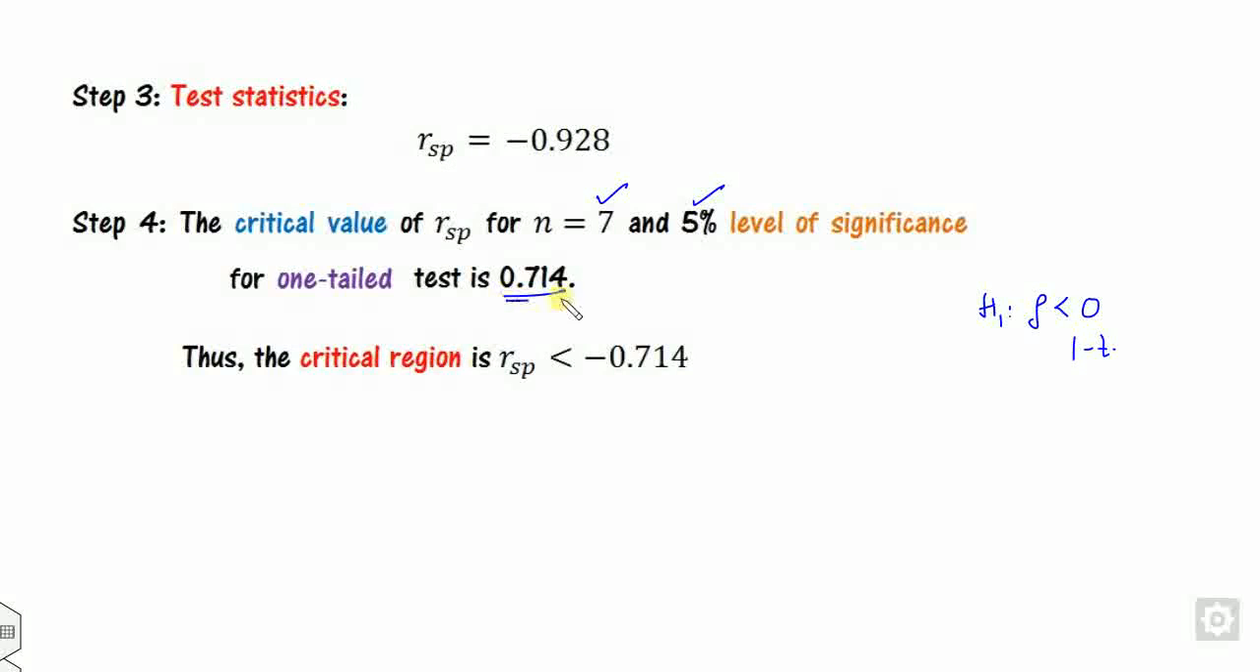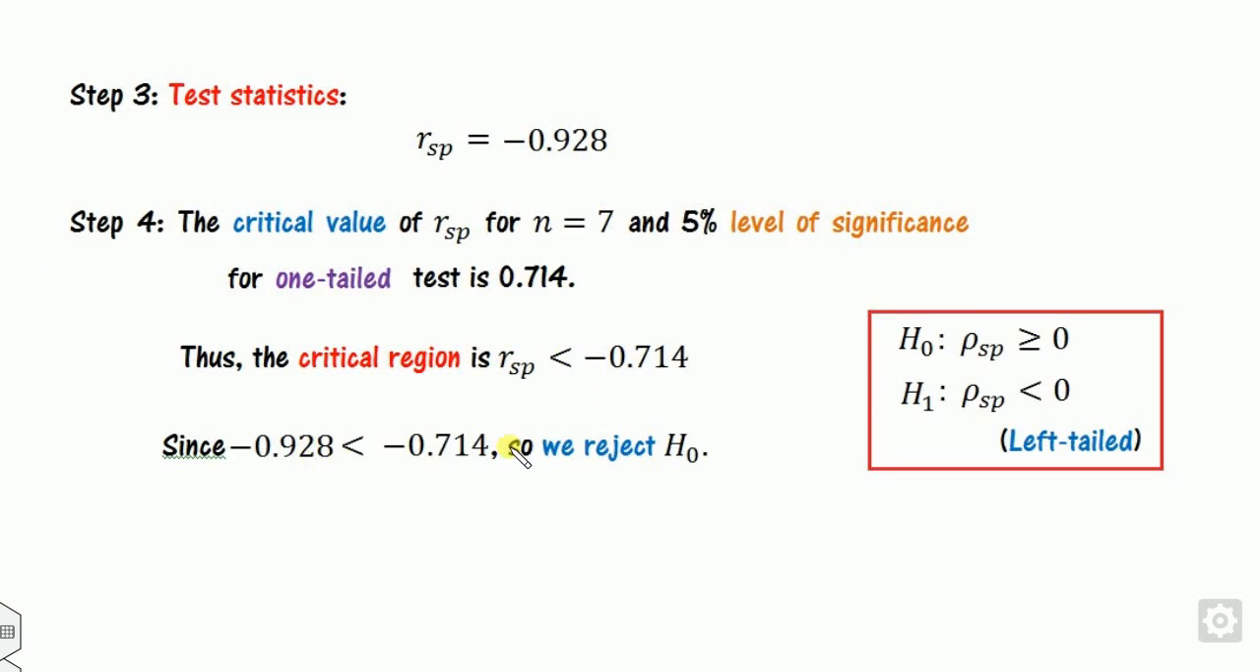So this is the value here. The critical value is RSP, and whatever the value is, it is less than this. Now check whether this is satisfied or not. Since this is satisfied, we reject H0 and H1 is accepted.